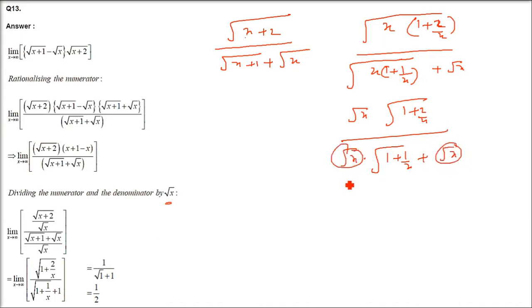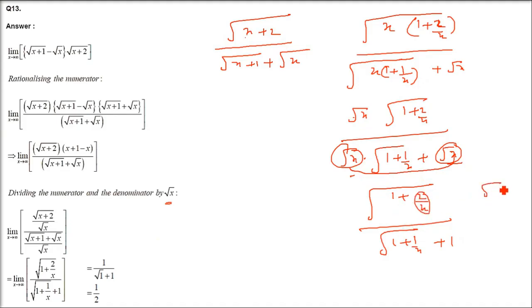Now you can take root x common. When you take it common, it gets cancelled by root x in the numerator. So you have under root 1 plus 2 by x divided by under root 1 plus 1 by x plus 1. So now you have actually cancelled root x. Now if you see here, x is infinity, so 2 by x is 0. This 1 by x is also 0. So you have under root 1 by under root 1 plus 1. So 1 by 1 plus 1, that is 1 by 2 is the answer.